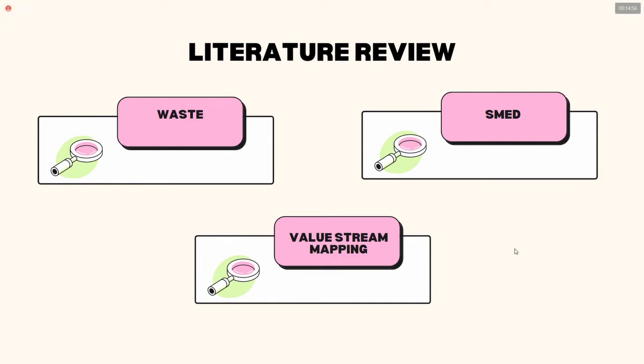While for single minute exchange of die, SMED is one of the improvement methods from lean manufacturing, which is used to reduce the time needed to set up a change from producing one type of product to another product model. The SMED concept was introduced in the 1960s by Shigeo Shingo, one of the founders of the Toyota production system. The goal is to speed up the setup time for the car body molding process.